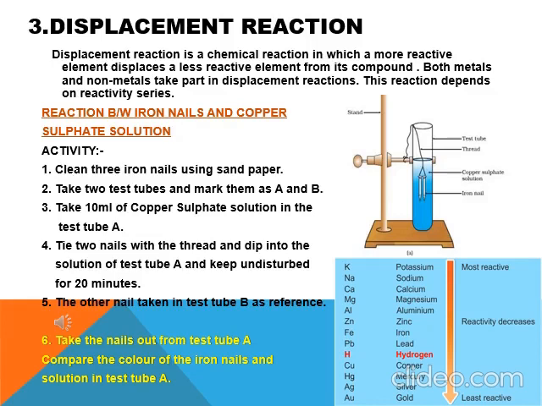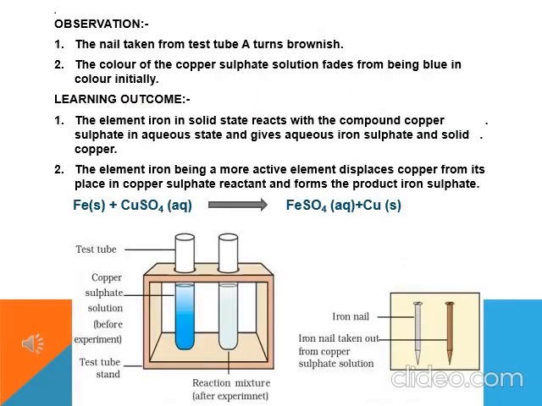So after that 20 minutes or half an hour has taken place, now we will match the color of the solutions also and the color of the iron nails. Then what will be observed? The nail taken from the test tube A turns brownish, and the color of the copper sulphate solution fades from being blue in color initially. As we know, copper sulphate is blue in color. So after the reaction has taken place, these iron nails will turn to brown color, and the blue solution also fades from its original color.